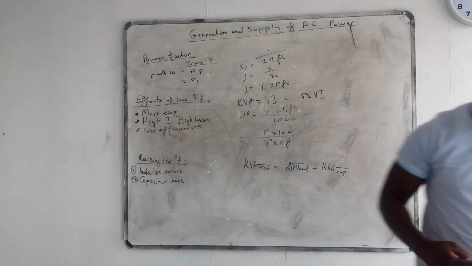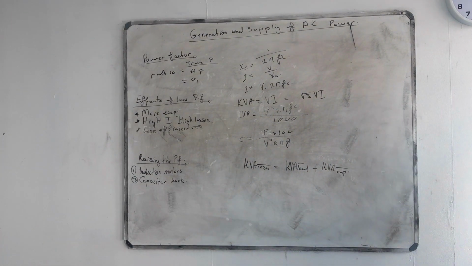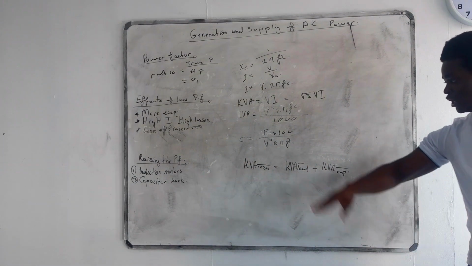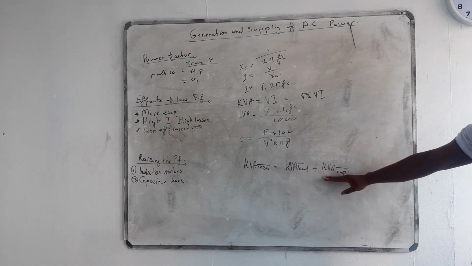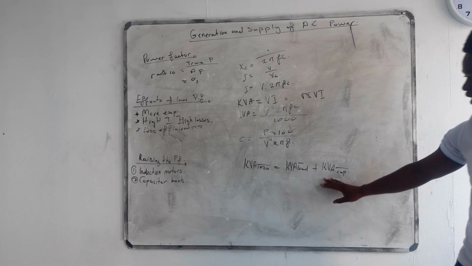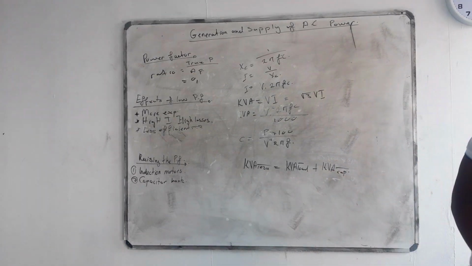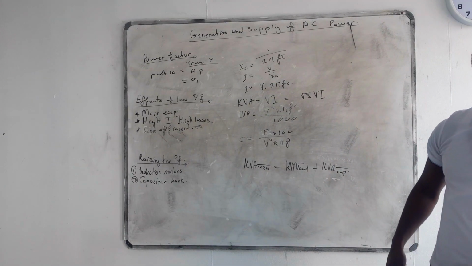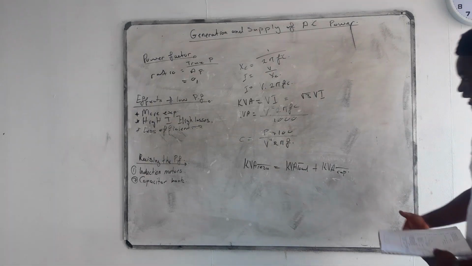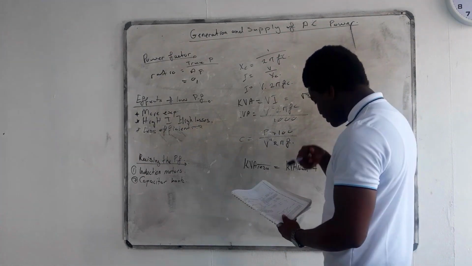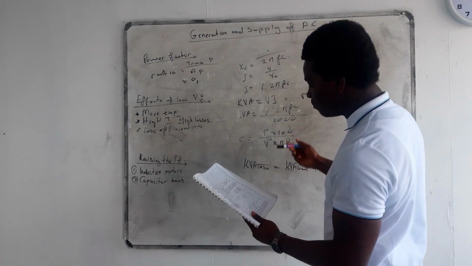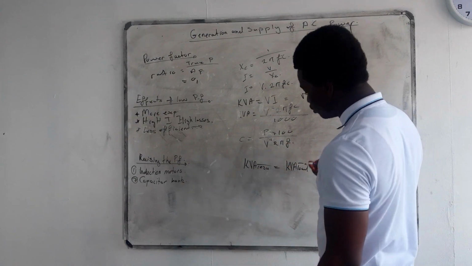Now let me explain what this formula means. This would be the load, and this would be the capacitor bank. Together, that will tell us how much power we're getting. So let's do the example that I just mentioned. Let me put the information on the board. A consumer takes in a bulk electricity of 5 megavolt amperes.